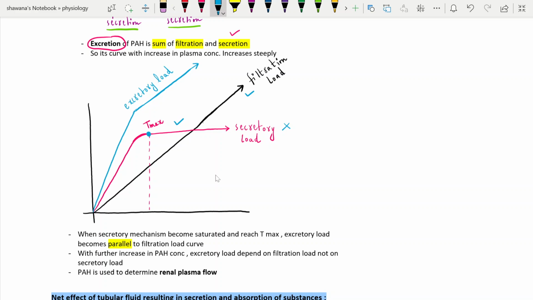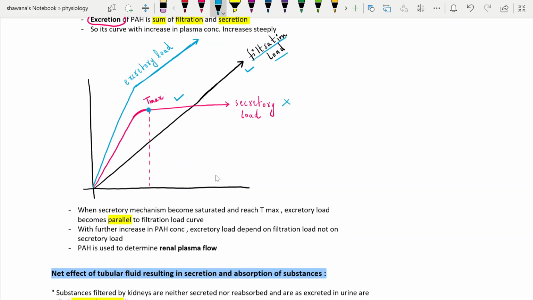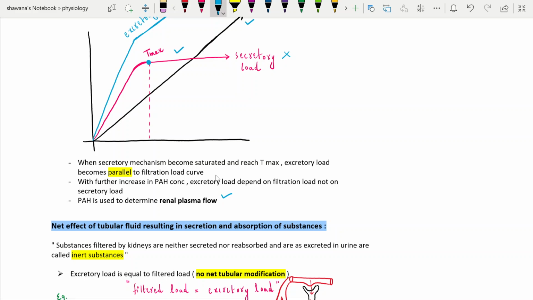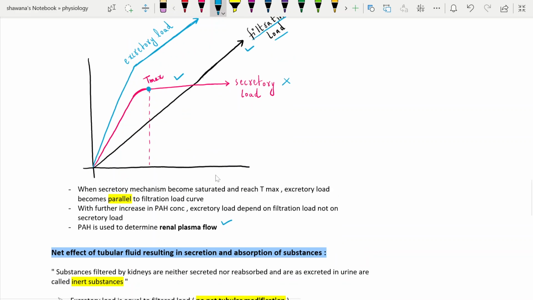What does it mean? That the excretory load will now only depend on the filtration load. The excretory load of para-aminohippuric acid is now only dependent on the filtration load, and its curve becomes parallel to the filtration load. That's what is written here. And the important physiological function of para-aminohippuric acid is to determine the renal plasma flow. We have discussed this in the previous lectures. So it means that with further increase in PAH concentration, the excretory load will only depend on the filtration load, not on the secretory load, because secretion has stopped.